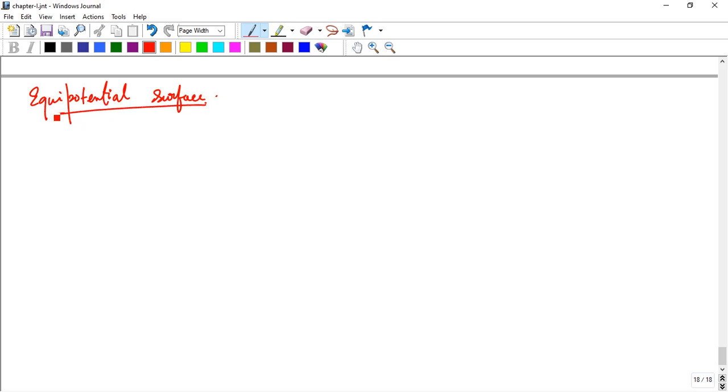So the name suggests that equipotential means the potential on the surface is equal. At any point on the surface, the potential will be the same. That's why this surface is called an equipotential surface. Potential is the same at every point on the surface. There are some properties here. Property number one.